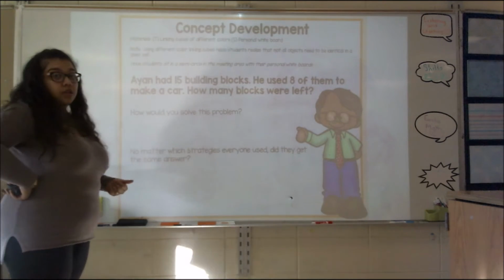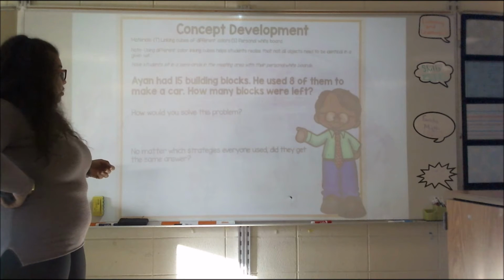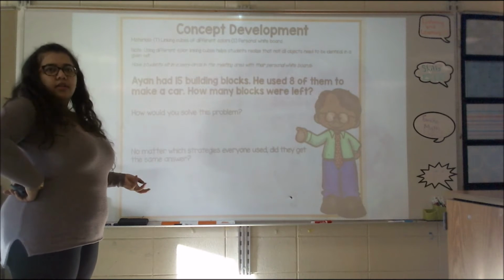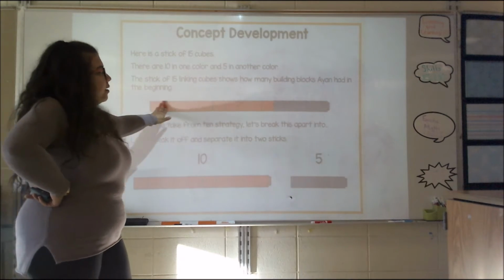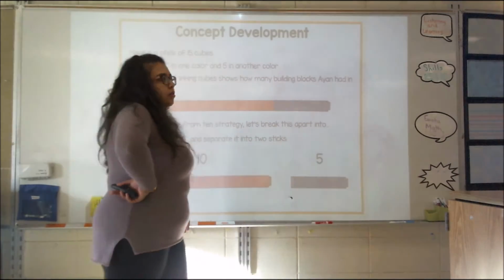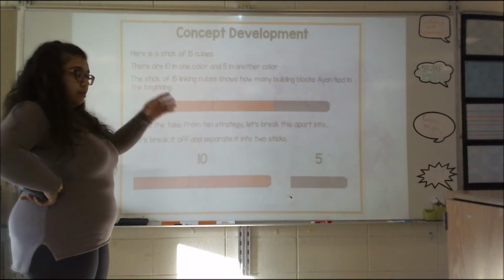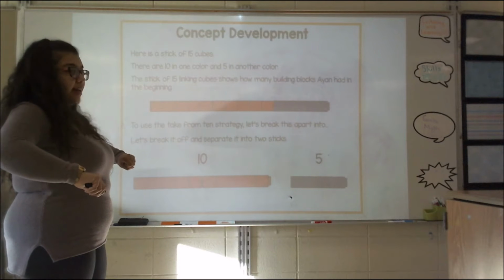Well, we could draw a picture. We could count on. We could use our number bond strategy. But no matter what strategy, everyone should get the same answer, right? Yeah, if you did it right, you're going to get the same answer. So here we see a group of 15. We changed the color after we represented 10 because it helps us see those groups of 10. So we're breaking it into separate pieces, the 10 and the 5.